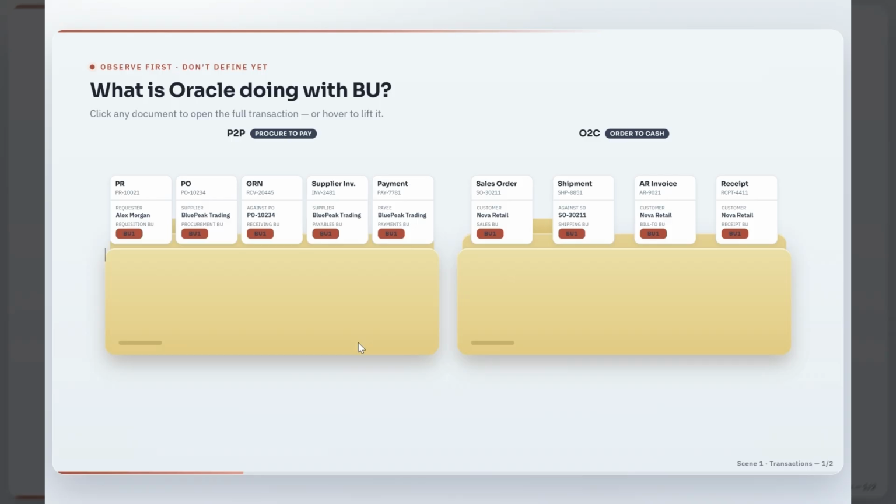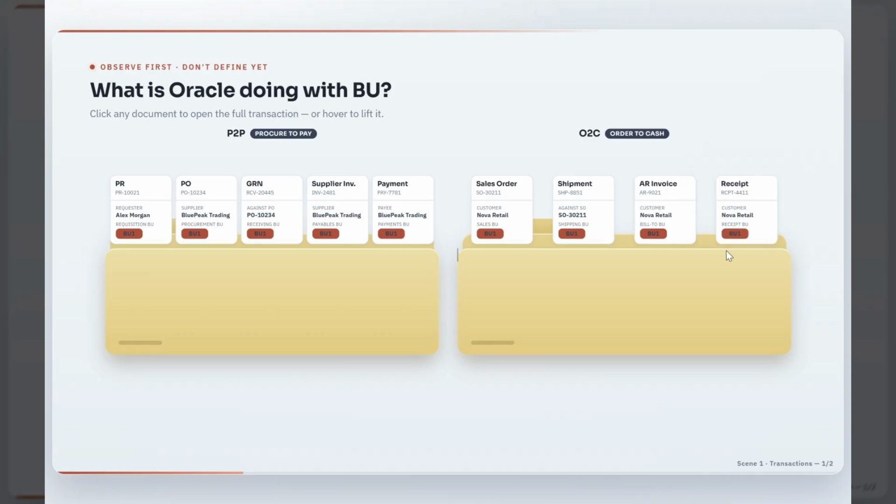Now look briefly at the order to cash folder. The flow moves from sales order to shipment to AR invoice and finally to customer receipt. We do not need to examine every document separately here. The important observation is that every O2C transaction also carries the relevant BU stamp. Notice the pattern. Whether it is a requisition, purchase order, receipt, supplier invoice, payment, sales order, shipment, customer invoice, or customer receipt, the business unit travels with the transaction.